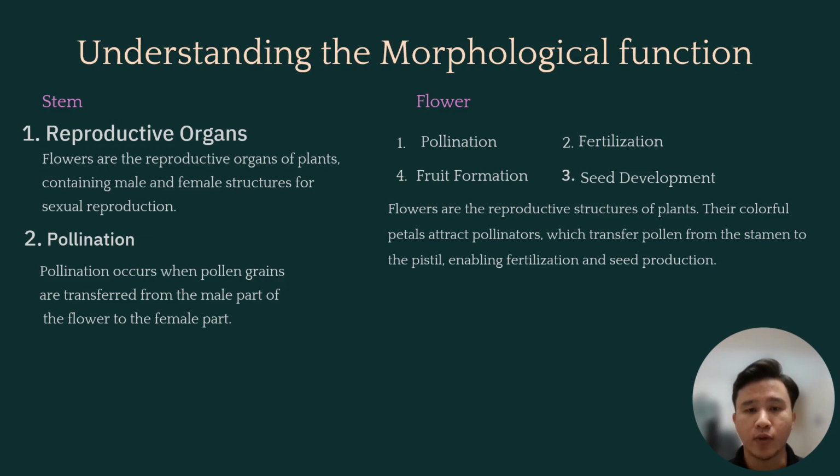Number 1, pollination. Number 2, fertilization. Number 3, seed development. Number 4, fruit formation. Flowers are the reproductive structures of plants. Their colorful petals attract pollinators, which transfer pollen from the stamen to the pistil, enabling fertilization and seed production.